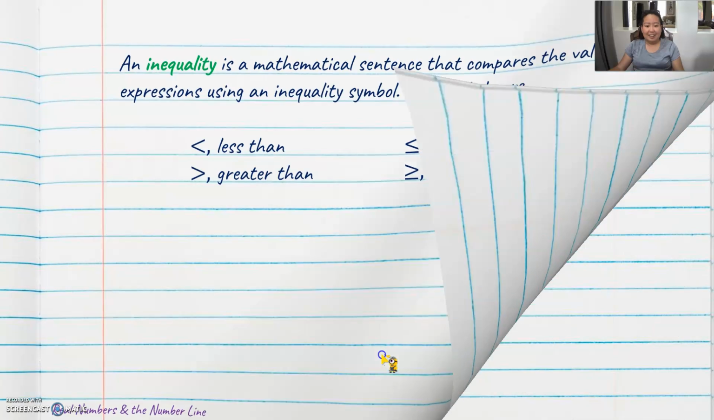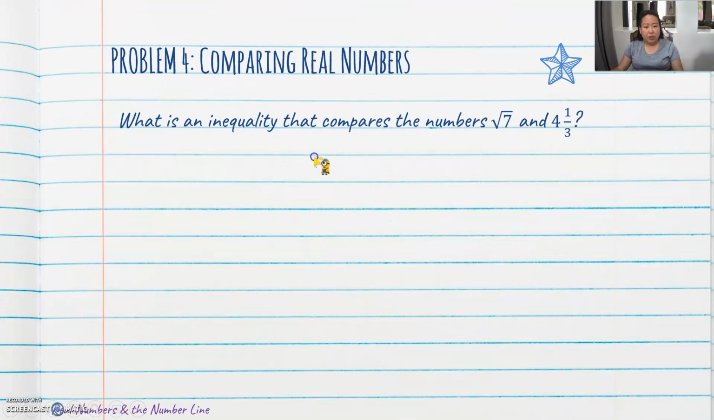Okay, let's continue. So how are we going to compare? What is the inequality that compares the square root of 7 and 4 and 1/3? As you can see, both of these numbers are in different forms. Square root of 7 is a radical, 4 and 1/3 is a mixed number. Whenever you are comparing numbers, it is important that you change them in a way that you can easily compare them. I would greatly suggest that you change them both to their decimal form, okay?